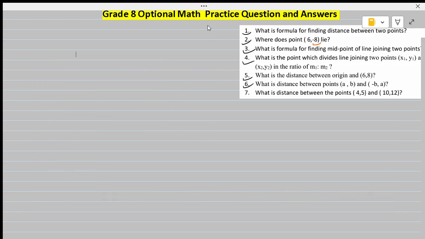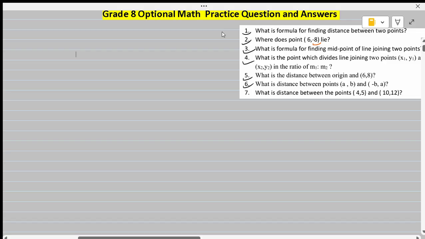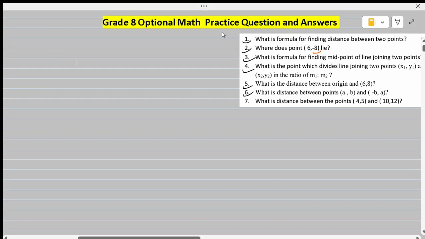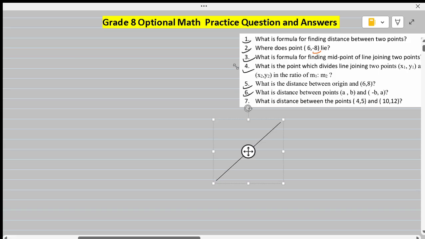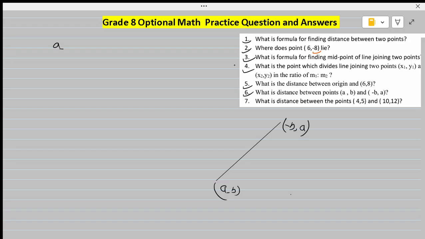Okay, so let's say next. What is the distance between the points A, B and minus B, A? We are asked to find the distance between the points (a, b) and (-b, a). Let's consider (a, b) as the first point, x1, y1, and (-b, a) as the second point, x2, y2, and their distance we keep as D.